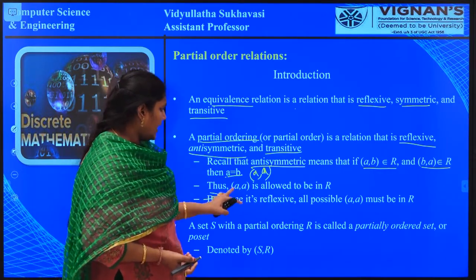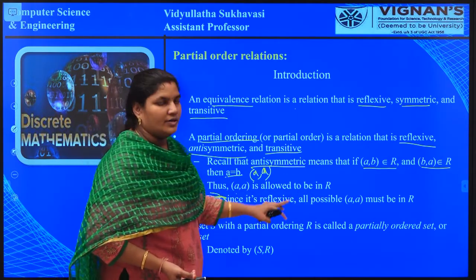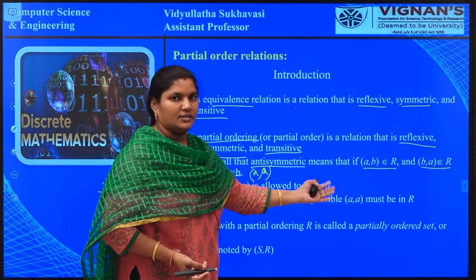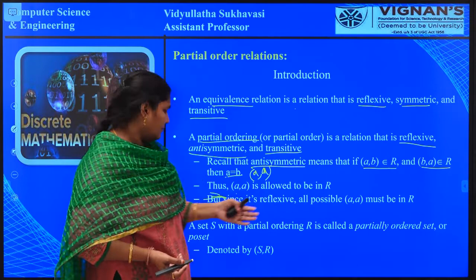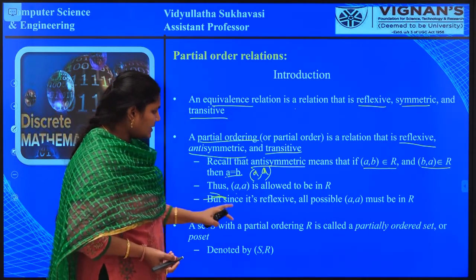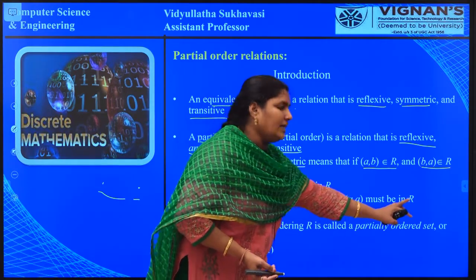Does (A, A) is allowed to be in R? That means the reflexive form will be allowed to be present in the relation R. Then we can say that it is satisfying the antisymmetric property. Next, since it is reflexive, all possible (A, A) must be in R.